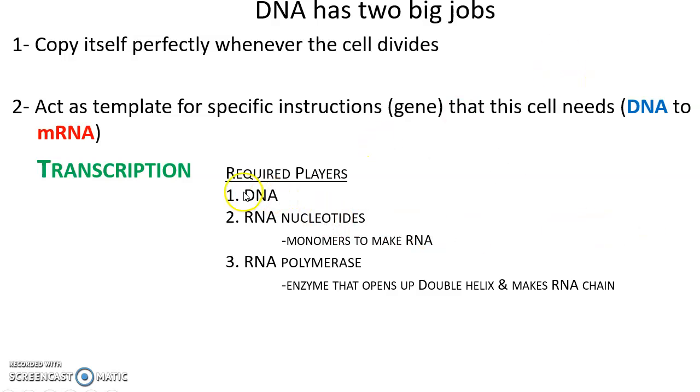To do this, we need, of course, the DNA, because that's where the gene is. That's where the information is. We need RNA nucleotides. Again, nucleotides are the monomers. We need ribonucleotides because we're making RNA. And we need the RNA polymerase. RNA polymerase is the enzyme complex that opens up the DNA double helix, opens the DNA up, and makes the RNA chain. So RNA polymerases make RNA.